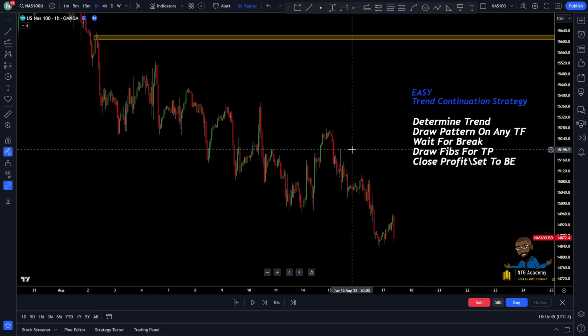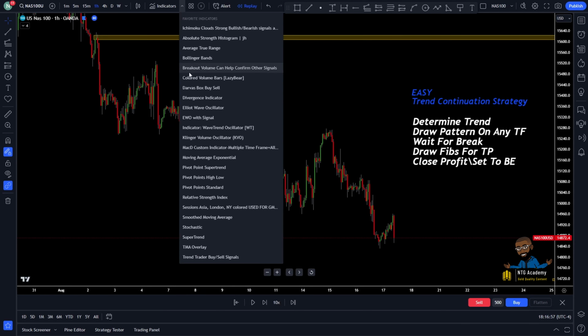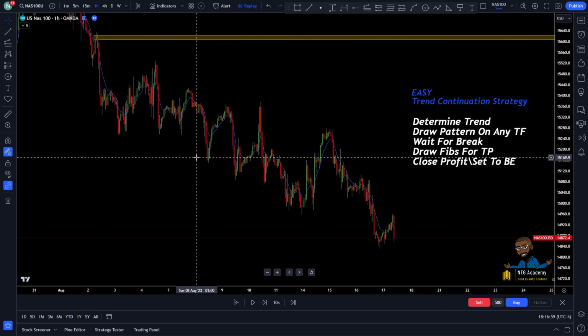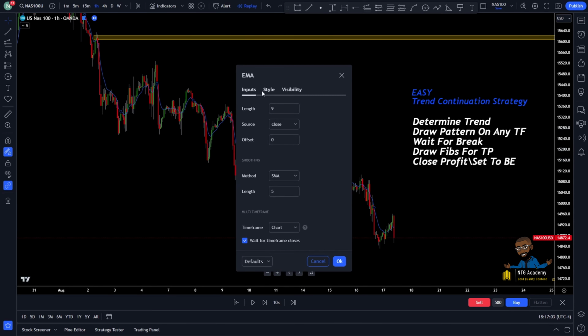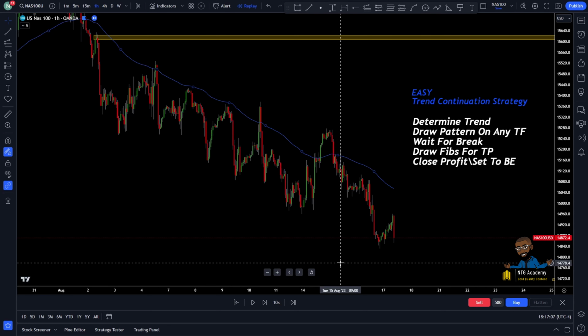Now, if you guys struggle with determining trend, there's two easy ways we can do this. We can do it the super simple, easy way, which is an indicator. We can go ahead and add a moving average. If you guys want to put a moving average on your charts, you can. You can set it to 100. 100 is very good.